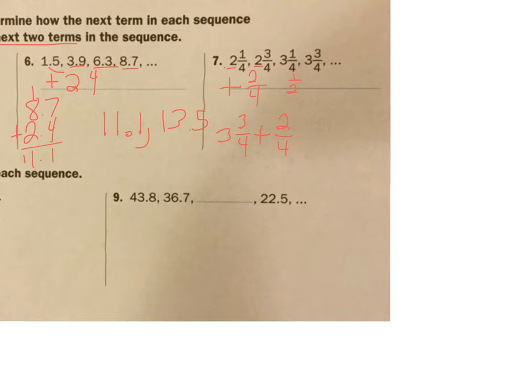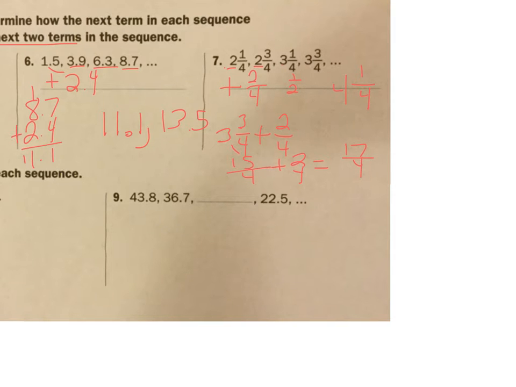3 times 4 is 12, plus 3 is 15. 15/4 plus 2/4 equals 17/4. Now, I want to make that into a mixed number. I mean, this was an improper fraction. So let's take my improper into a mixed. 4 goes into 17 4 times. 4 times 4 would be 16, and that leaves me 1/4.